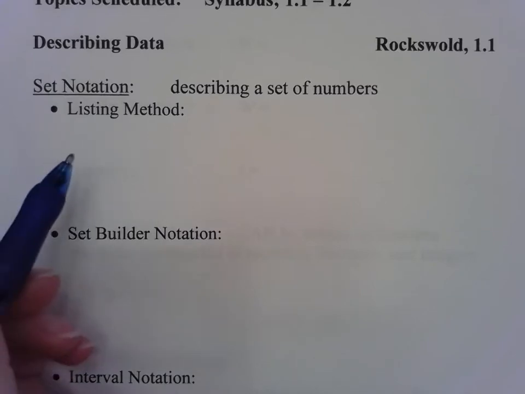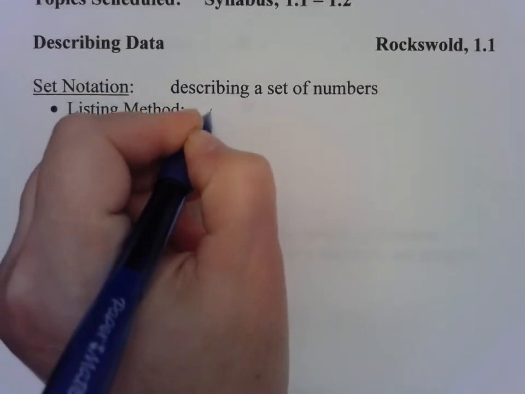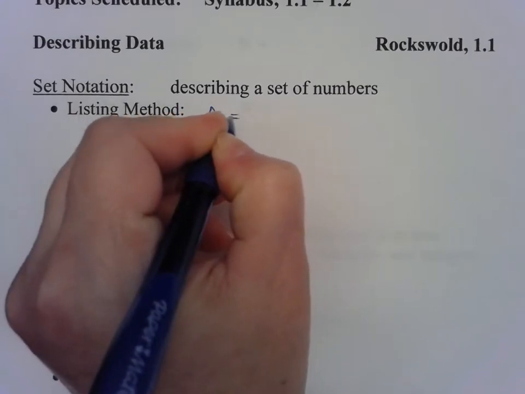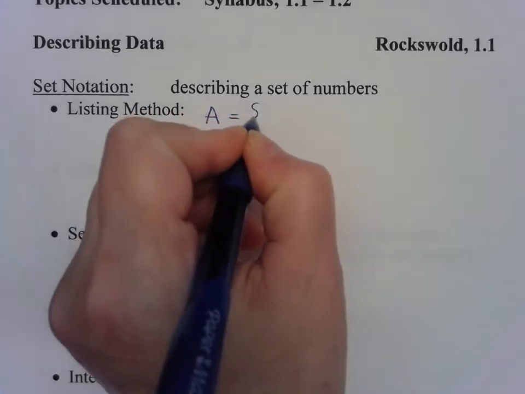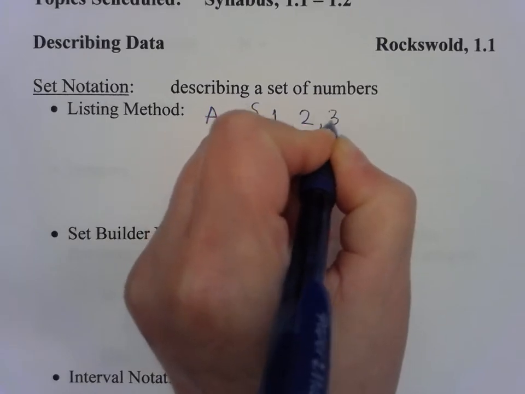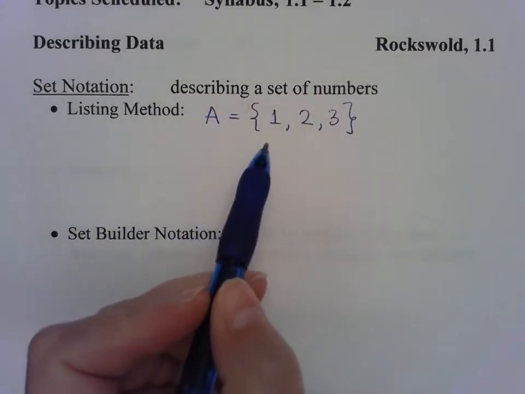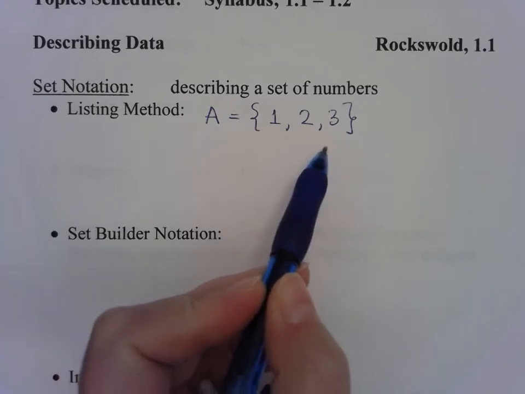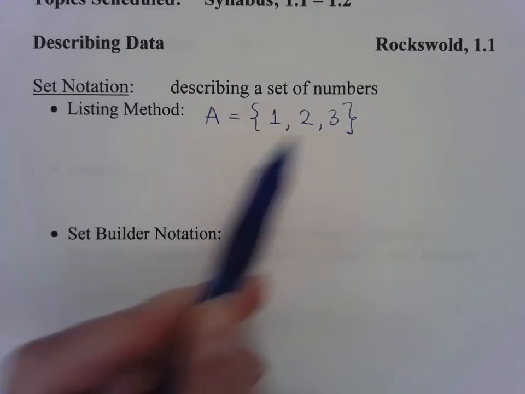Anytime we describe a set of numbers, we usually use a capital letter to represent the name of that set. So, for example, we could use a capital A to represent the set of the numbers 1, 2, and 3. With the listing method, we literally just make a list of the numbers that are in the set, and we use the curly brackets around our list.